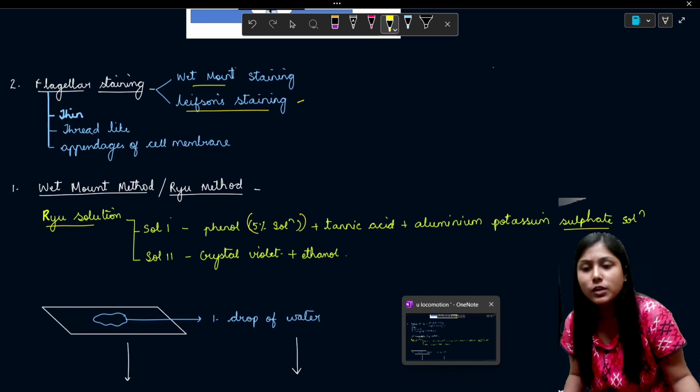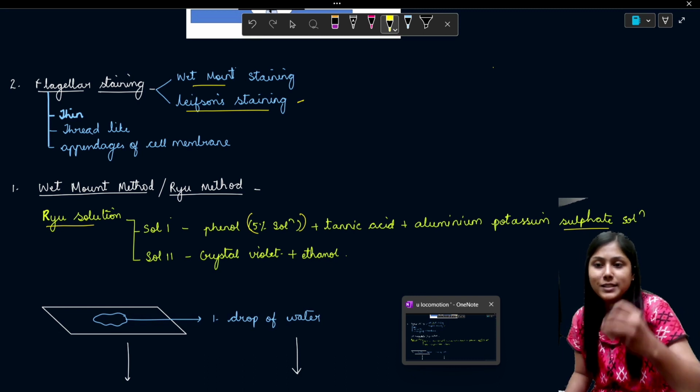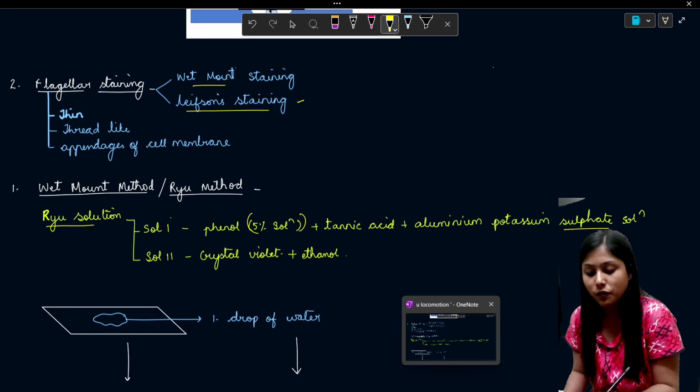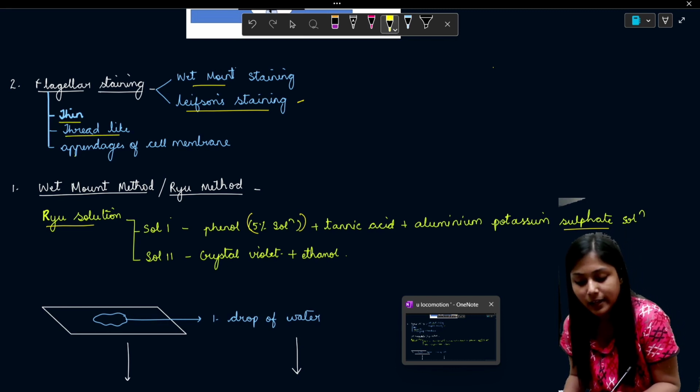Before we start with the wet mount method, let us understand the basic structure of a flagellum. Flagella are very thin and thread-like, and they are appendages of the plasma membrane. Plasma membrane is nothing but the cell membrane, the same thing.